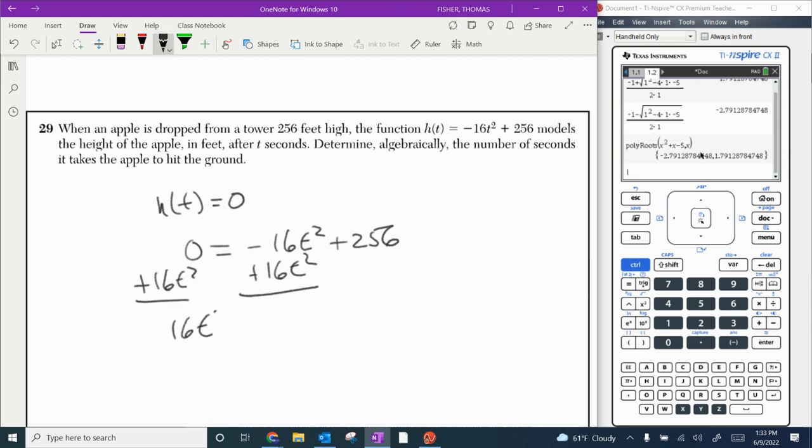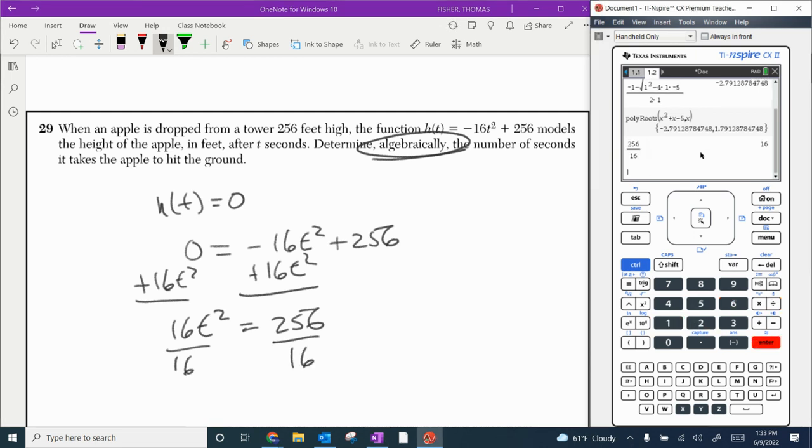So 16t squared. Notice how it says to solve algebraically. That means you have to solve using algebra, using steps, solving an equation. You can't just graph it and see where the 0 is. Divided by 16, so 256 over 16 is 16.